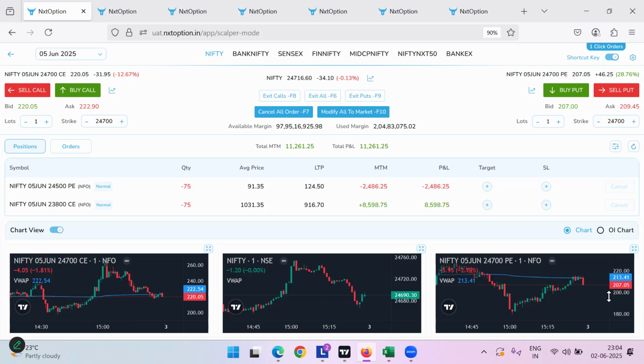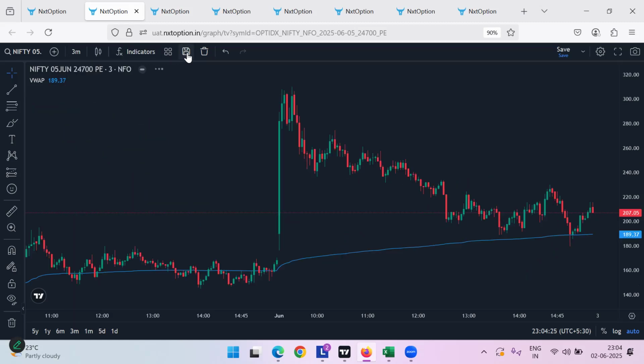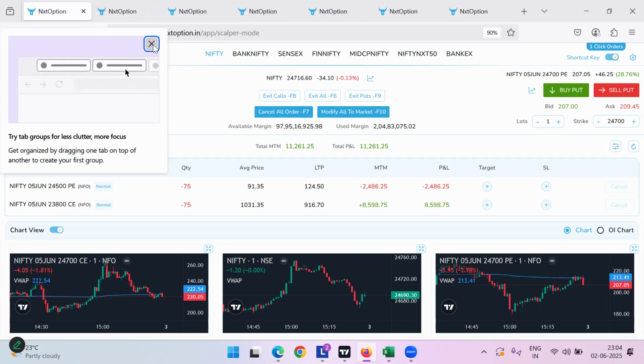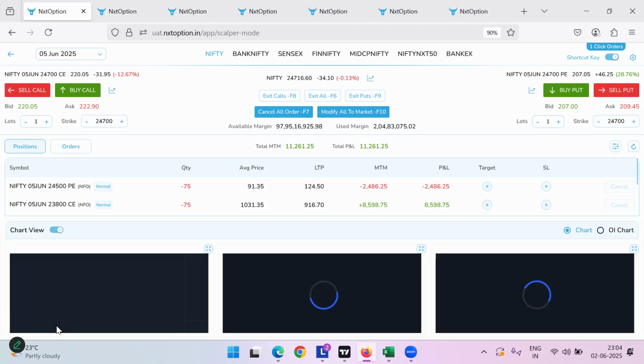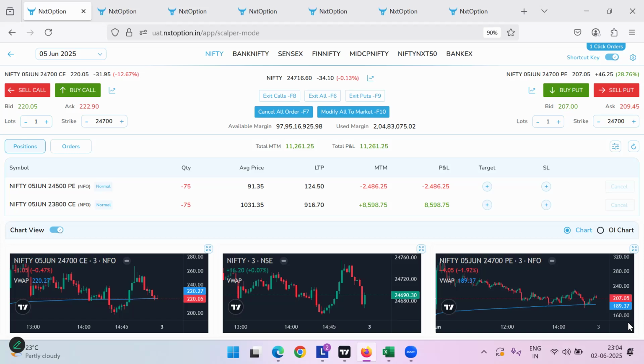In the same way, you can change the time frame. Let's say you want to make the time frame of the chart 3 minutes. Just put it as 3 minutes and click save and close it. Come back and refresh, and automatically both of them would now display a 3 minutes chart. You can change it based on your convenience.